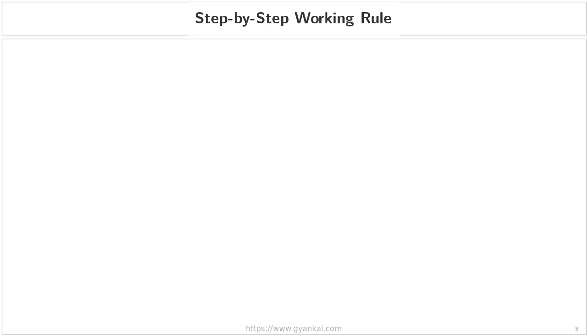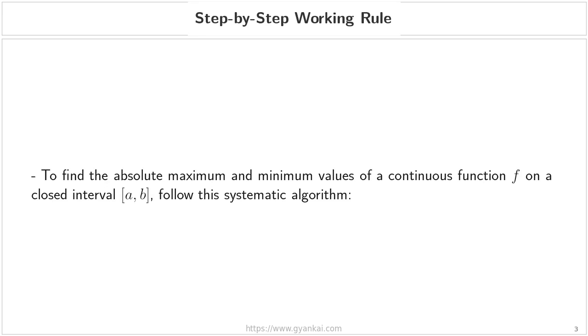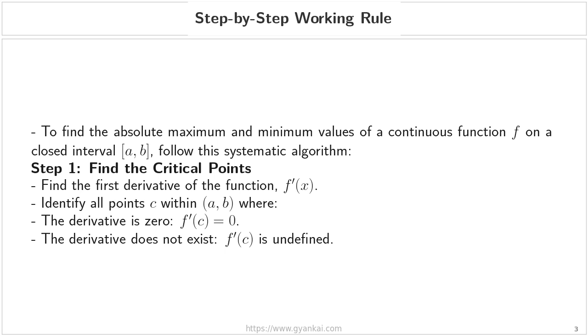Step-by-step working rule. Now that we have established the Extreme Value Theorem, let us move on to the practical application. To find the absolute maximum and minimum values of a continuous function f on a closed interval from A to B, we follow this systematic algorithm. Step 1 is to find the critical points.